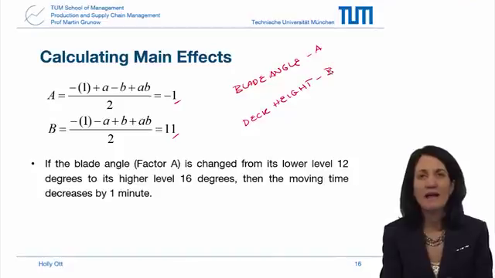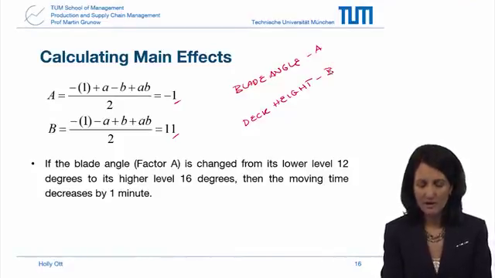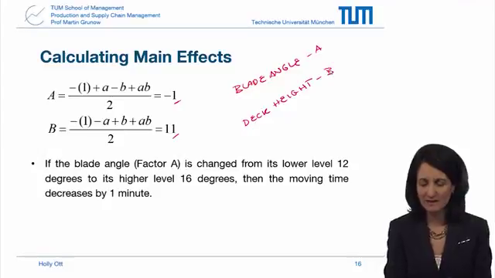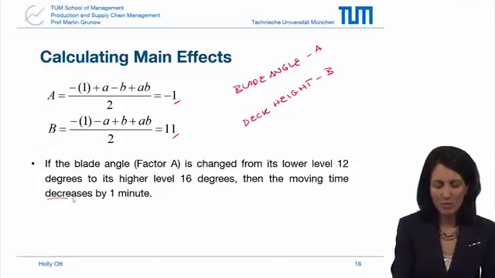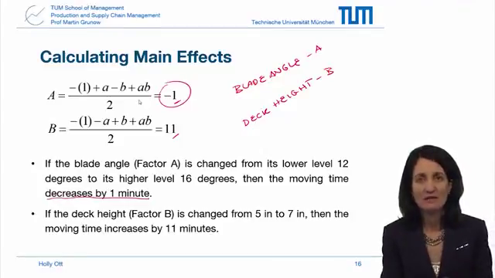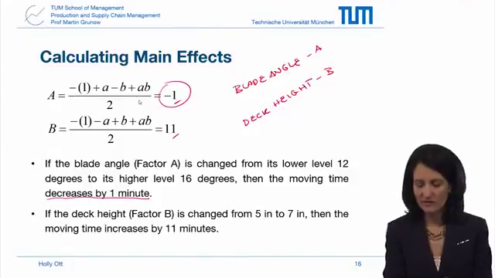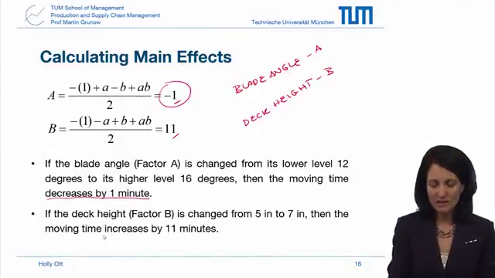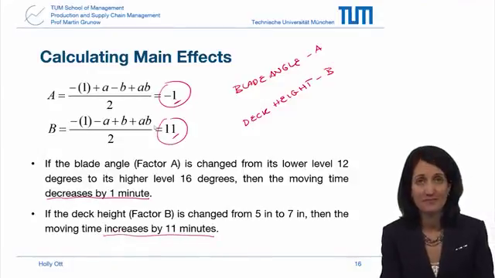If the blade angle, factor A, is changed from its lower level of 12 degrees to its higher level of 60 degrees, then the mowing time is decreased by 1 minute. That's the negative 1. If the deck height, which is factor B, is changed from 5 inches to 7 inches, then the mowing time increases by 11 minutes. That was the main effect of B.